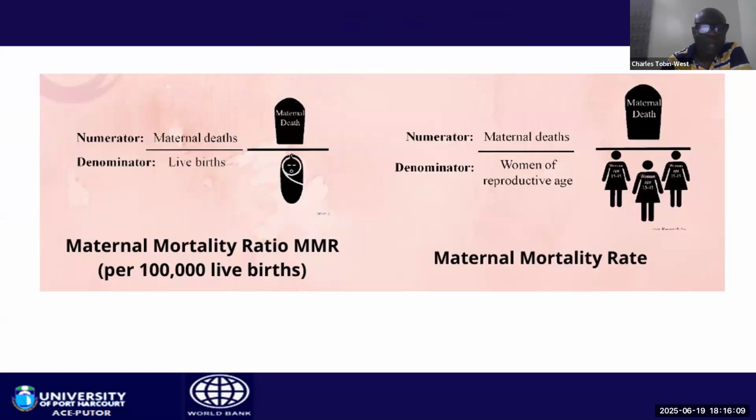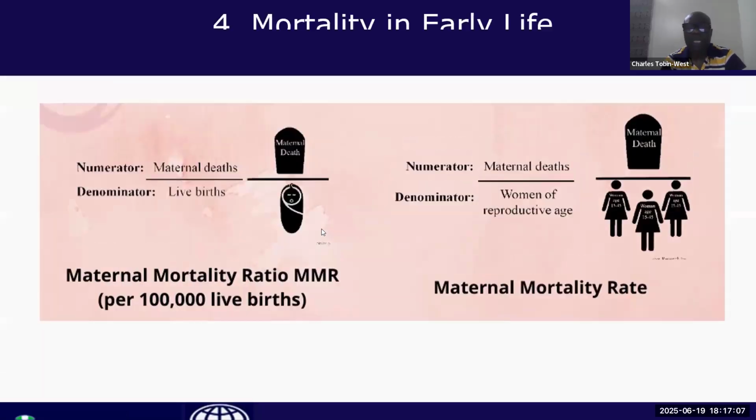Now look at this slide, which illustrates it well. I got it from one of the books I gave you. I like it because it's a pictorial illustration of maternal mortality ratio and maternal mortality rate. For the maternal mortality ratio, the numerator is maternal deaths and the denominator is live births. That is why it's a ratio: the numerator is not part of the denominator. For the rate, the numerator is maternal deaths and the denominator is women of reproductive age. These deaths are among those women, so the numerator is part of the denominator. This book illustrates it very well.